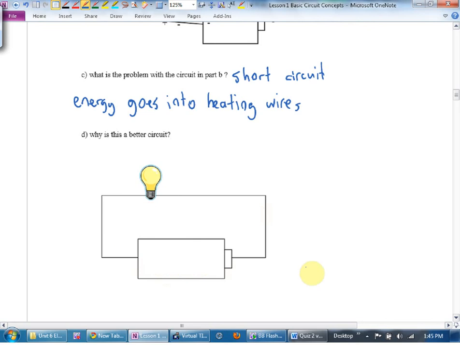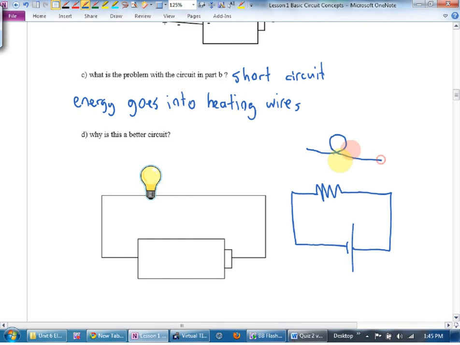By the way, as a circuit drawing, this would look like this. Battery, resistor, back to the battery. There is a symbol for a light bulb. I can't remember it right now, but I think it looks like this. I think that's the symbol for a light bulb, but I can't remember.